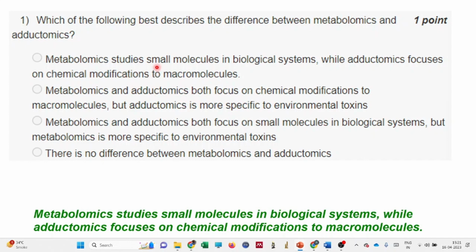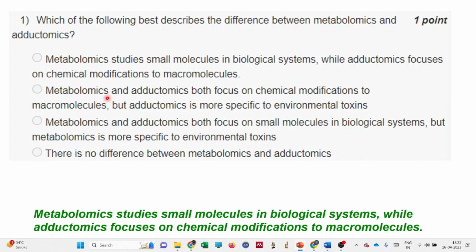So the first statement is correct, because I've already talked about what metabolomics is and what adductomics is, that it studies the chemical modifications of macromolecules such as DNA and RNA and proteins. Adductomics I'm talking about. Adducts are formed when a reactive compound covalently binds to a macromolecule, and adductomics involves the identification and quantification of these modified macromolecules. So while both of these terms involve the use of highly advanced analytical techniques, they differ in their focus on either small molecules or modified macromolecules, if that makes sense. So yes, this statement is correct.